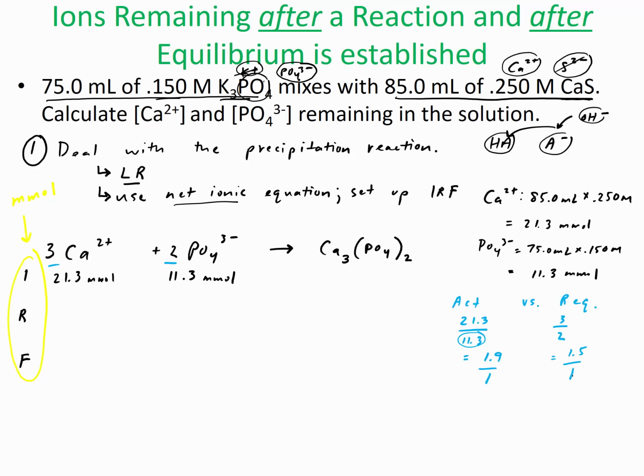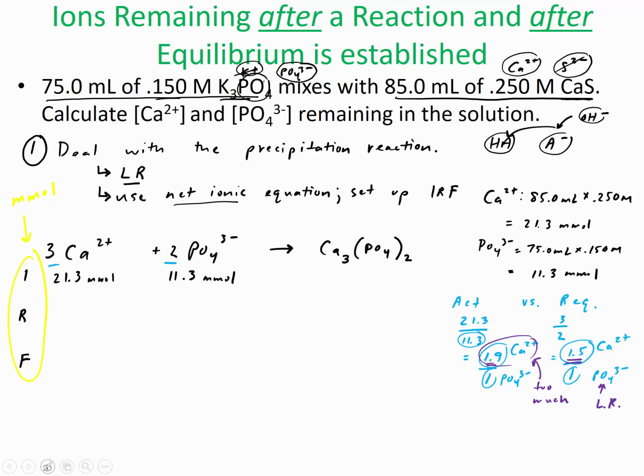So the correct way to analyze this is I require 1.5 calciums for every 1 phosphate. What I actually have is 1.9 calciums for every 1 phosphate. So what that means is I have too much of this one because I only need 1.5. What I have is 1.9. So if I have too much of that one, that means the other one runs out. This is the limiting reactant, the phosphate ion.